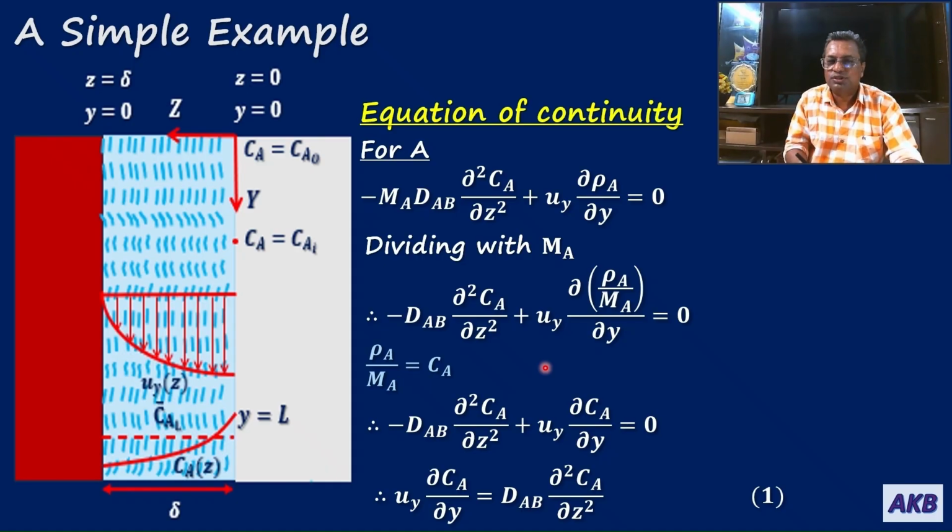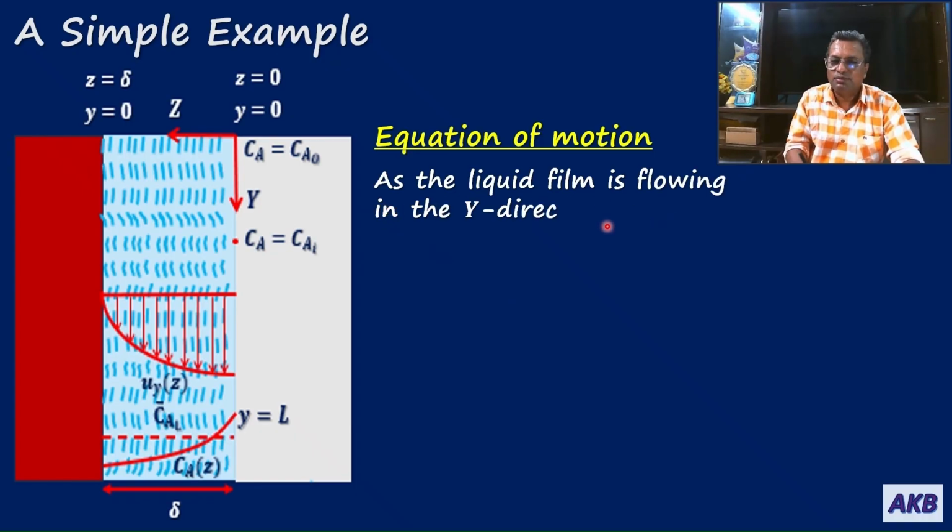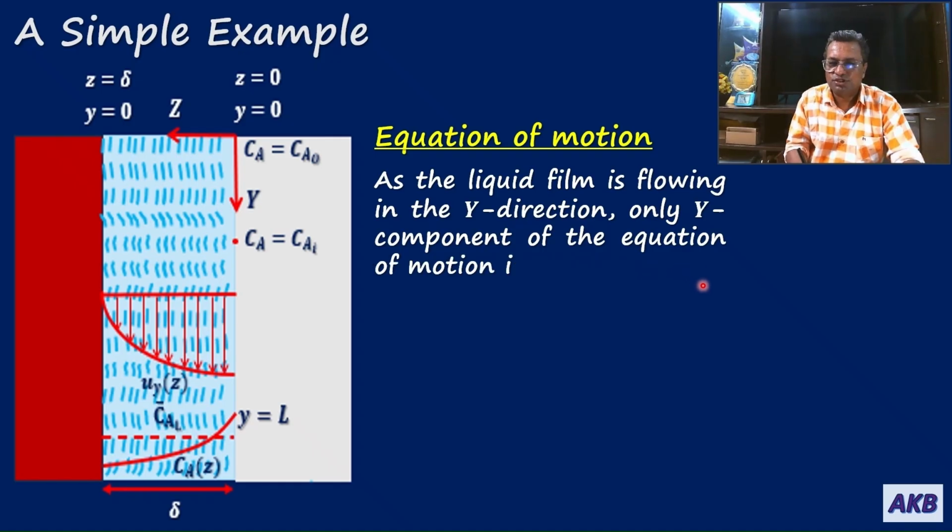Now let us do the analysis for equation of motion. So equation of motion, in this case bulk flow is in the y direction, and that's why as the liquid film is flowing in the y direction, only the y component of the equation of motion we are going to consider. And what is that y component?